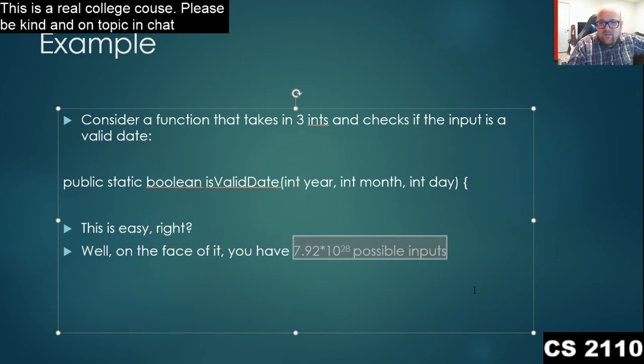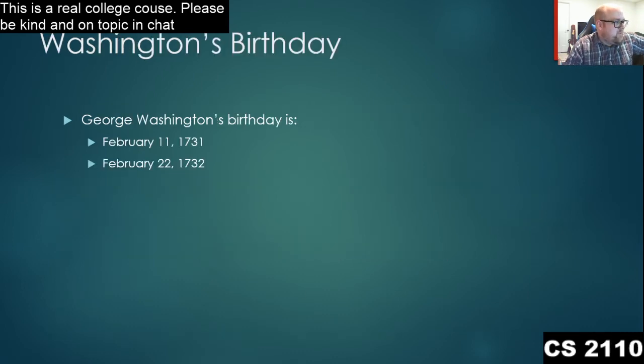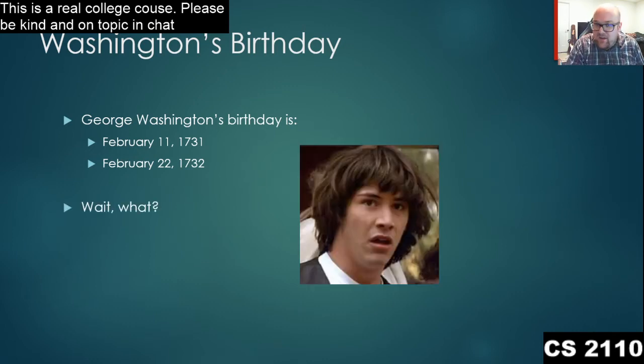Well, I'll not wait. I'll just tell you. His birthday is February 11th, 1731, and February 22nd, 1732. This is George Washington's birthday, and this is a factual statement. Calendars are weird. Let me explain. You might be thinking, wait, what? How does he have 2 birthdays?